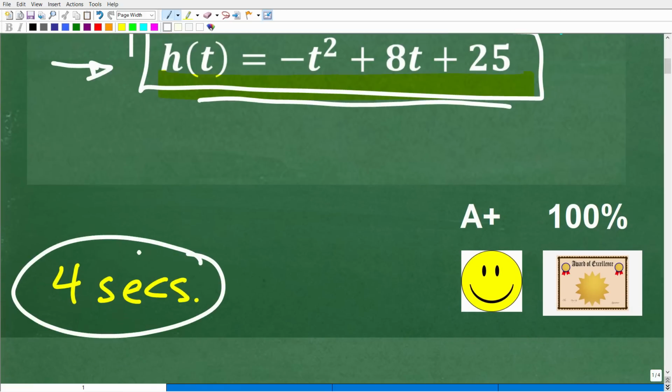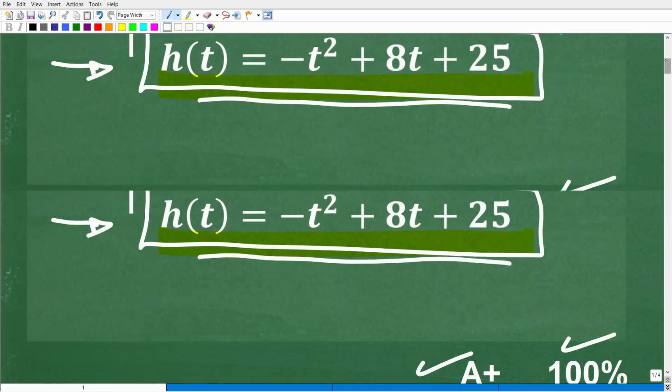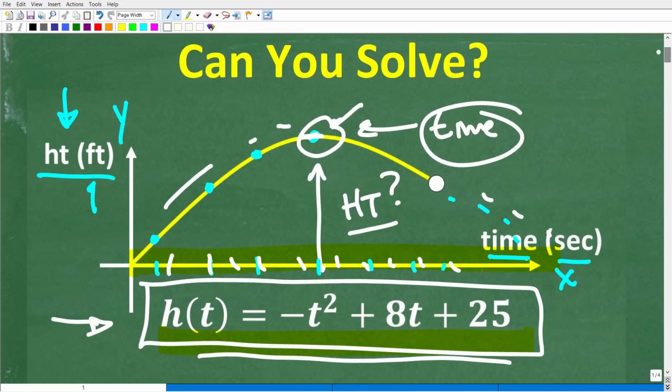Now, if you got this right, you definitely get a happy face, an A plus, and 100%, and a certificate of excellence. Matter of fact, if you were able to answer this in one of my math classes, I would just say take the rest of the year off. I have no idea how you got this right. You're probably watching that guy on YouTube, so that is fantastic.